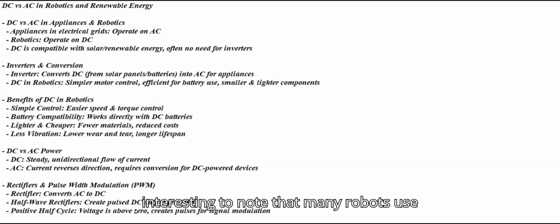It's interesting to note that many robots use DC, which differs from the typical AC used in most appliances. DC is preferred in robots for several reasons. DC motors are simpler to control than AC motors and allow for straightforward speed and torque control, which is crucial for precise movements. Many robotic systems are powered by batteries, which inherently provide DC, making it more efficient to use DC for the whole system.